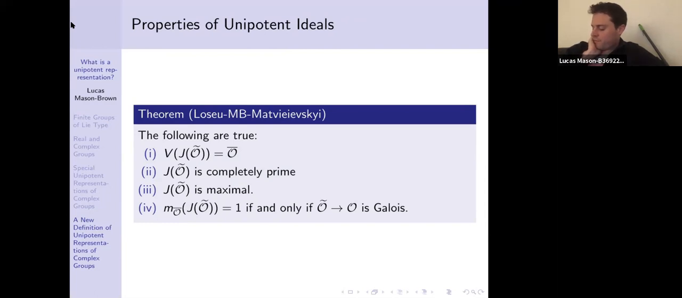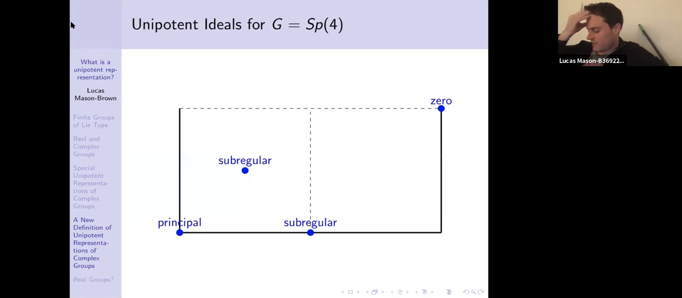And furthermore, these ideals are of multiplicity 1 along their associated varieties if and only if the cover is Galois. So I'm going to give a bunch of examples of unipotent ideals. Here on this plot, I've indicated the 4 special unipotent ideals for the group SP4. So there are 4 of them because, as I mentioned, special unipotent ideals are parameterized by orbits for the dual group. And in this case, the dual group SO5 has 4 orbits.